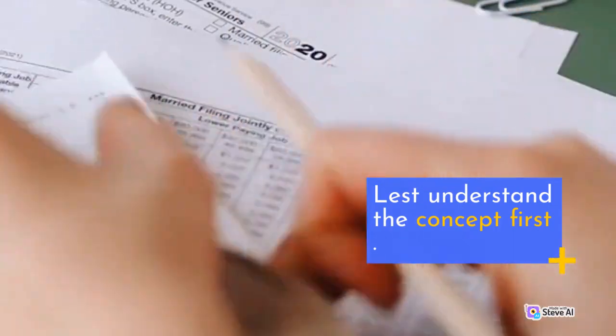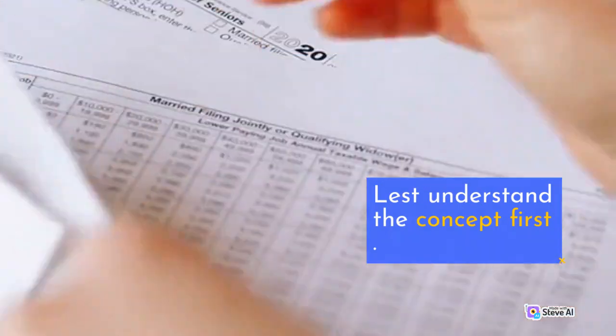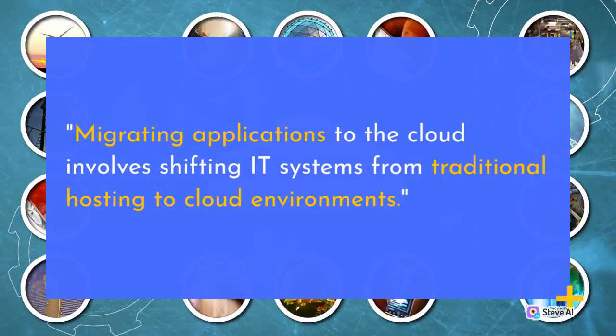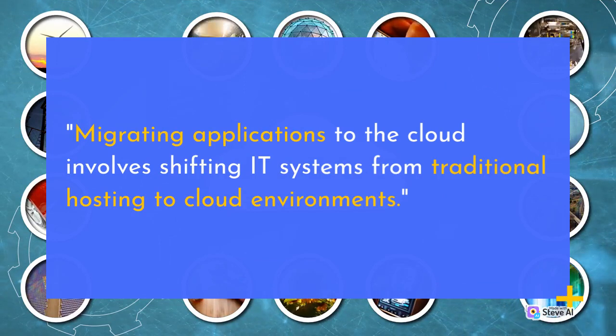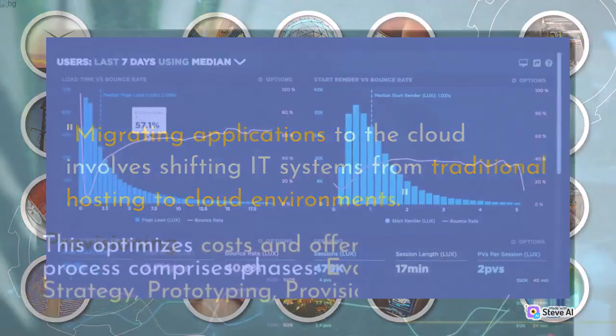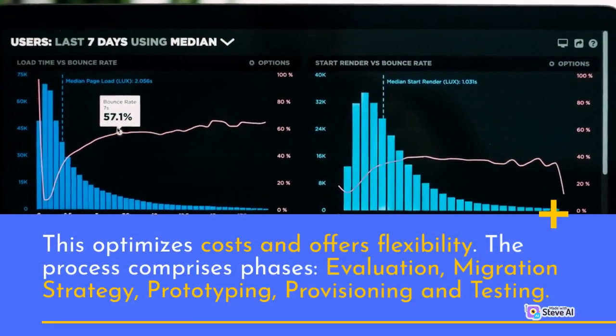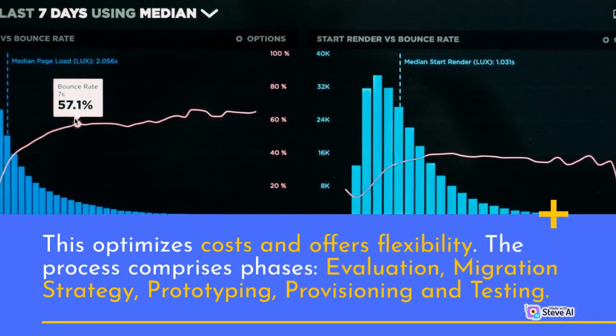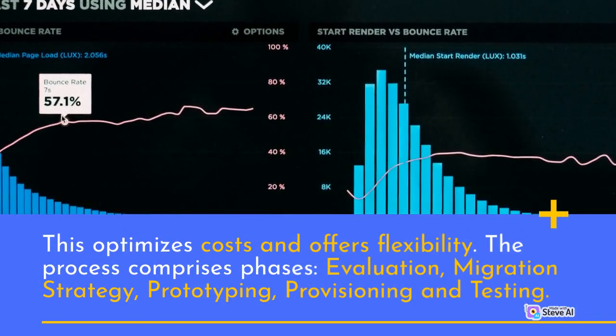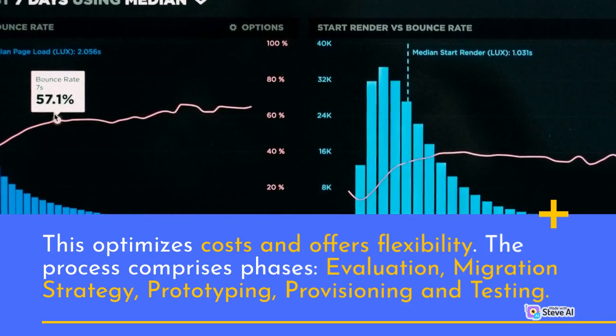Let's understand the concept first. Migrating applications to the cloud involves shifting its systems from traditional hosting to cloud environments. This optimizes costs and offers flexibility. The process comprises phases: evaluation, migration strategy, prototyping, provisioning and testing.